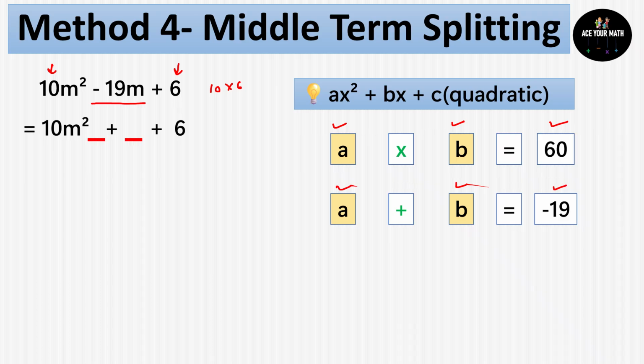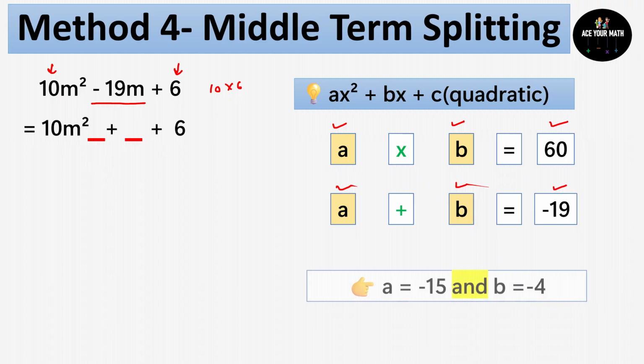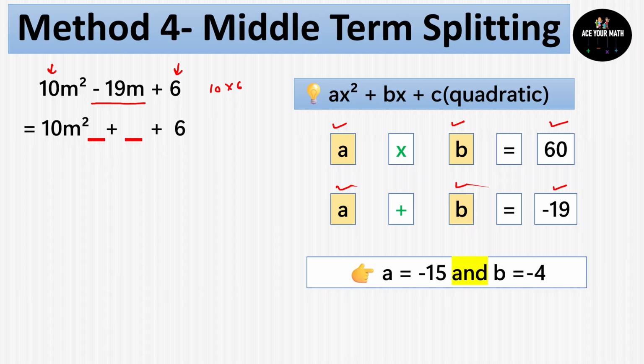Okay, now can you think of those two numbers? See, if you practice such questions, you can easily find that if you take a as minus 15 and b as minus 4, the product of minus 15 and minus 4 is 60. Okay, so it satisfies the first condition. And when you take the sum of minus 15 and minus 4, you will get minus 19 only. So these two numbers satisfy both the conditions. So now you can write your equation as 10m square minus 15m minus 4m plus 6.